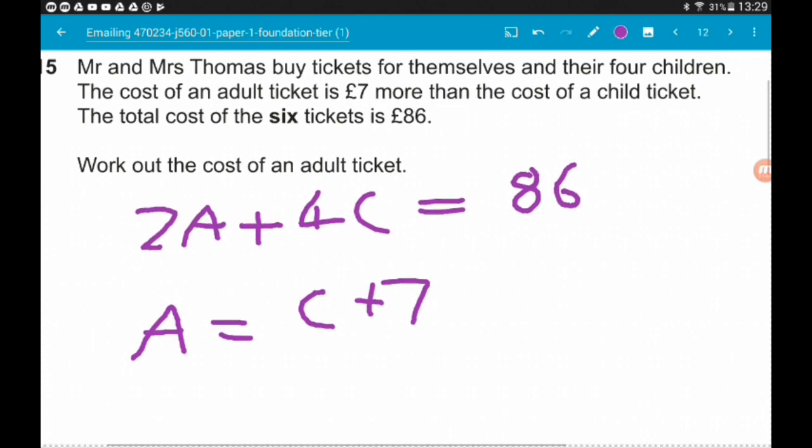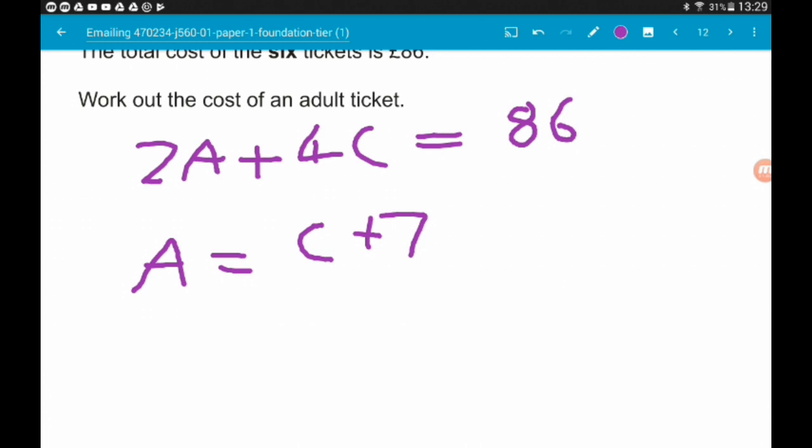So what we're actually going to do, we're going to write what C is in terms of A. So if A is C plus 7, we could say A minus 7 is equal to C. So a child ticket is an adult ticket minus £7. So what we're going to do now is substitute this into our first equation.